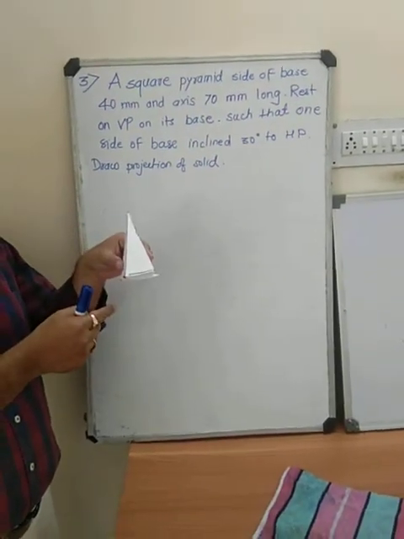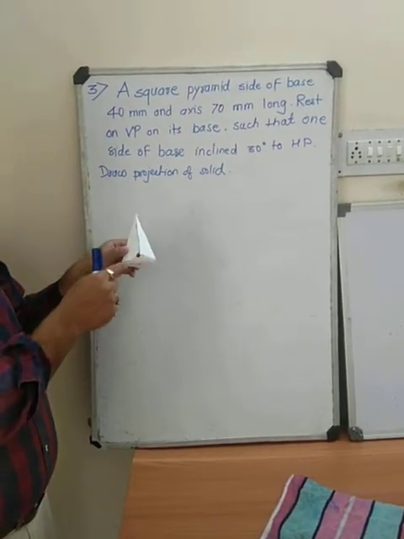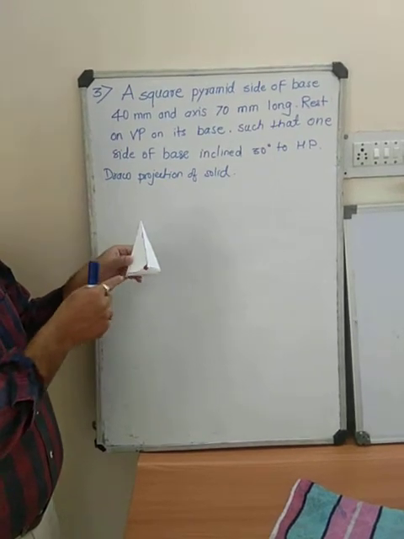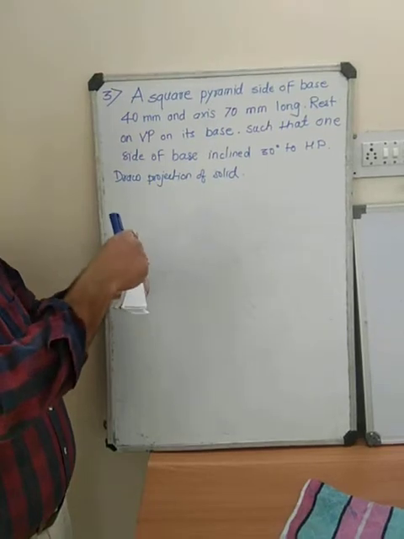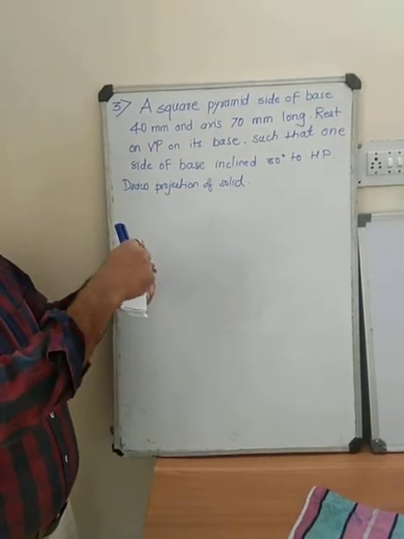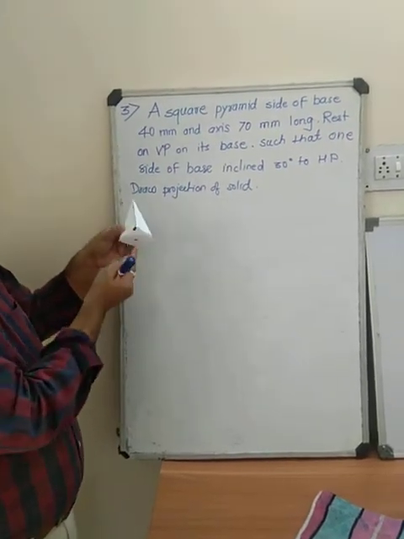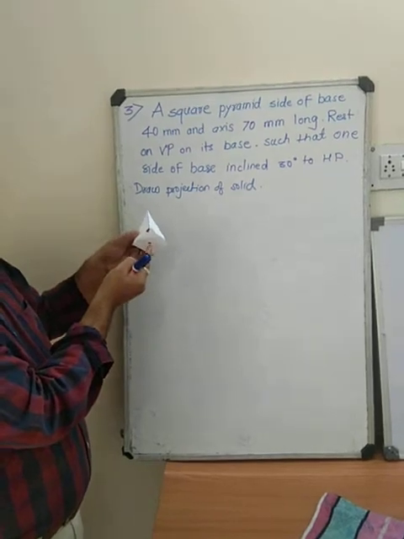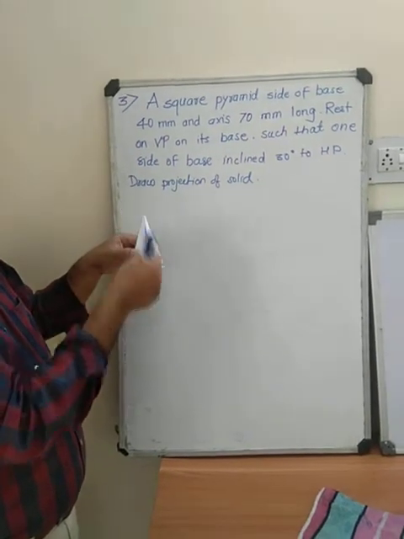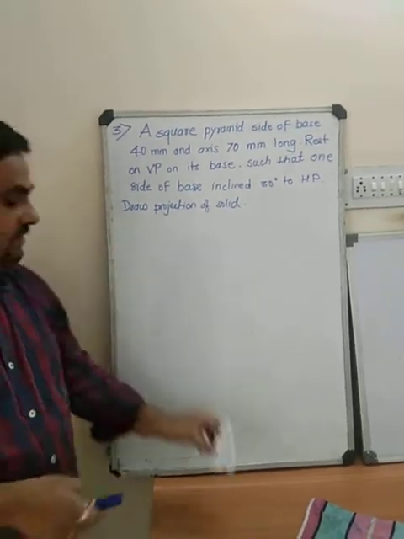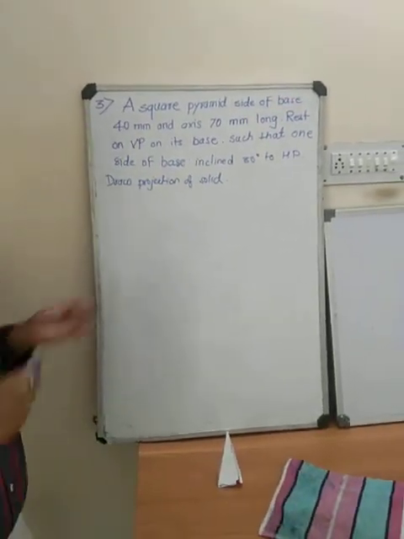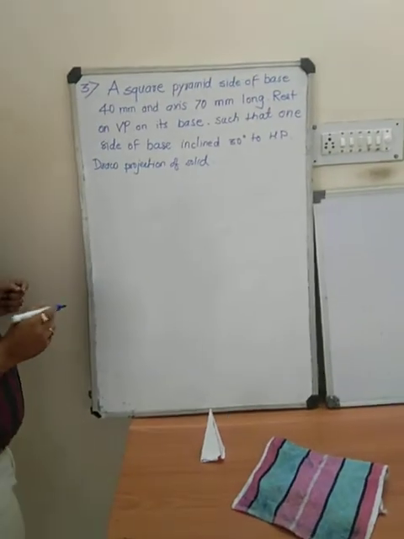The side of the base is 40 mm, this side is 40 mm. And the axial height is the line joining the center of the base and the apex. The axial height is 70 mm. The length of this axis is 70 mm, not this, this is the slant height. Axial height is 70 mm, that means the actual height of the pyramid is 70 mm.